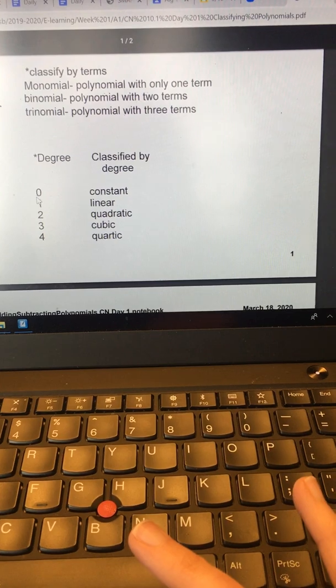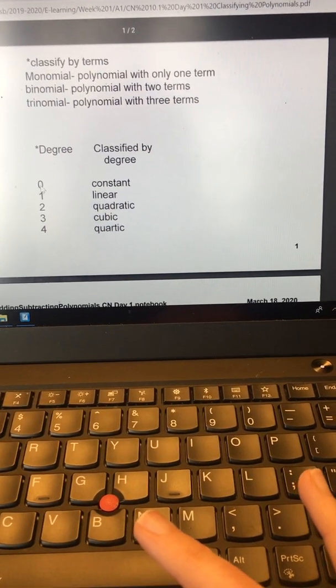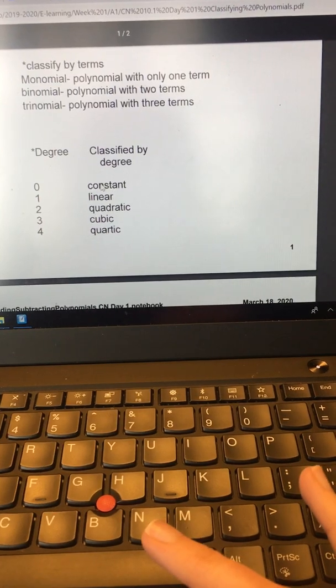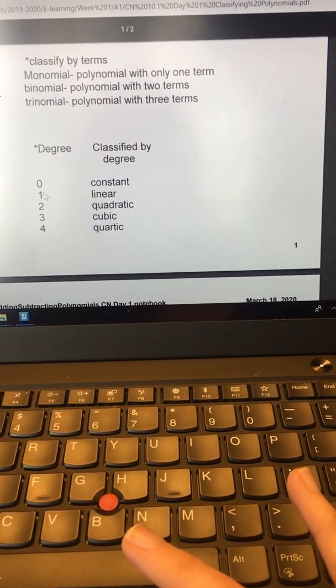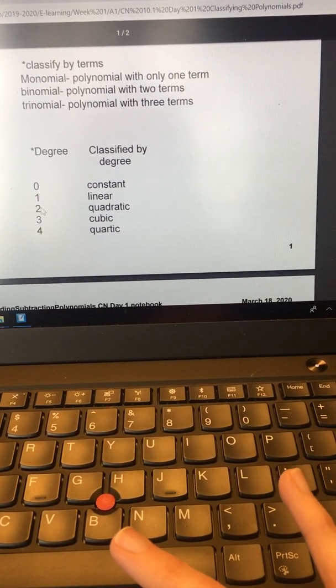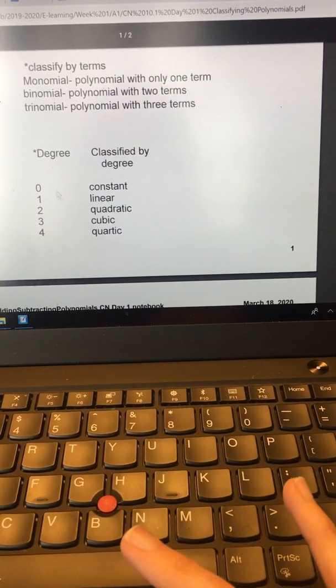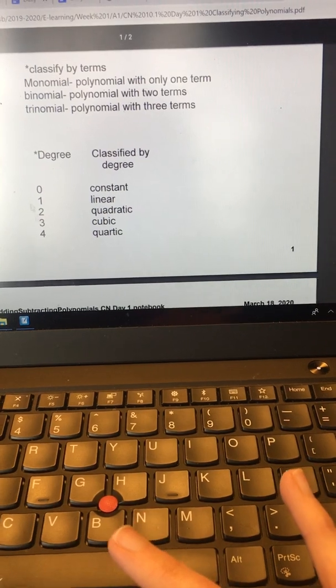When we classify by degree, we're looking at the exponent. If the exponent is 0, I should say the biggest exponent. If it's 0, then this is the math vocabulary word that we use with it. If the biggest exponent is 1, math vocabulary. Biggest exponent is 2, then we're going to use these words. 3, cubic.